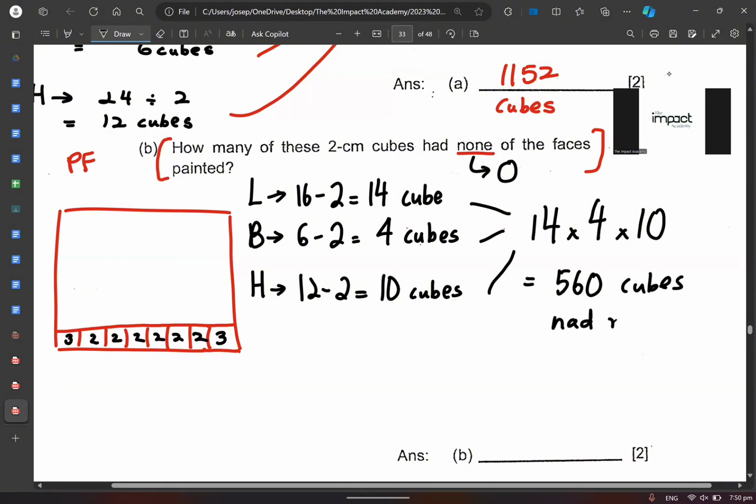That was a lot easier than I thought, yeah, with none of the faces painted. Okay, so that's how you would do a question like this.